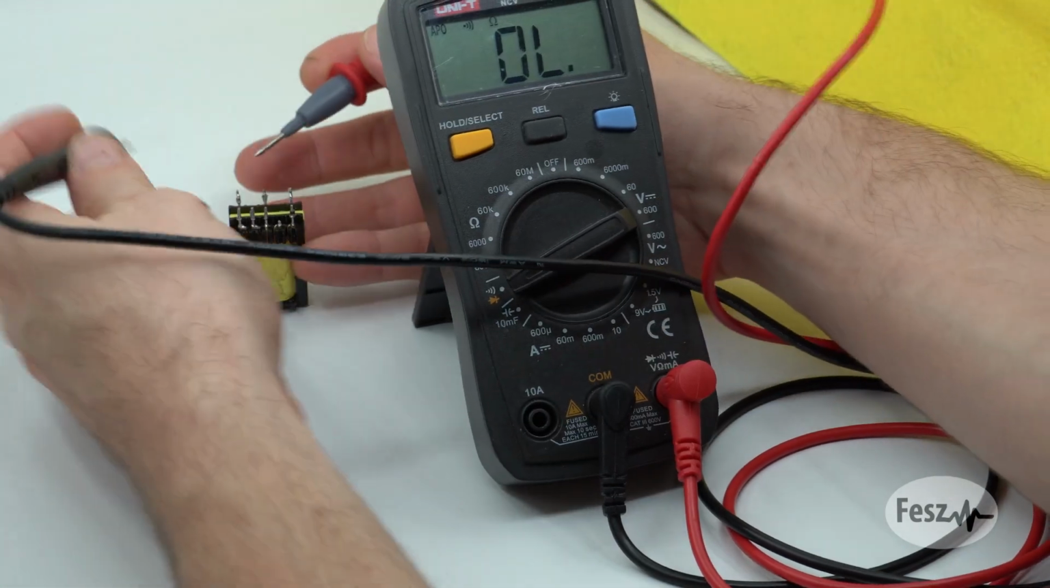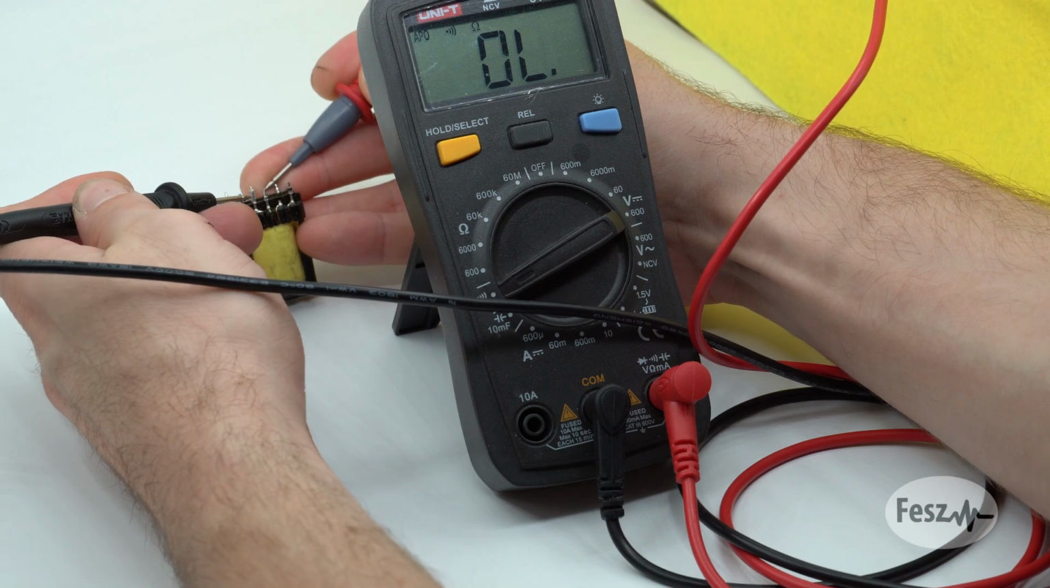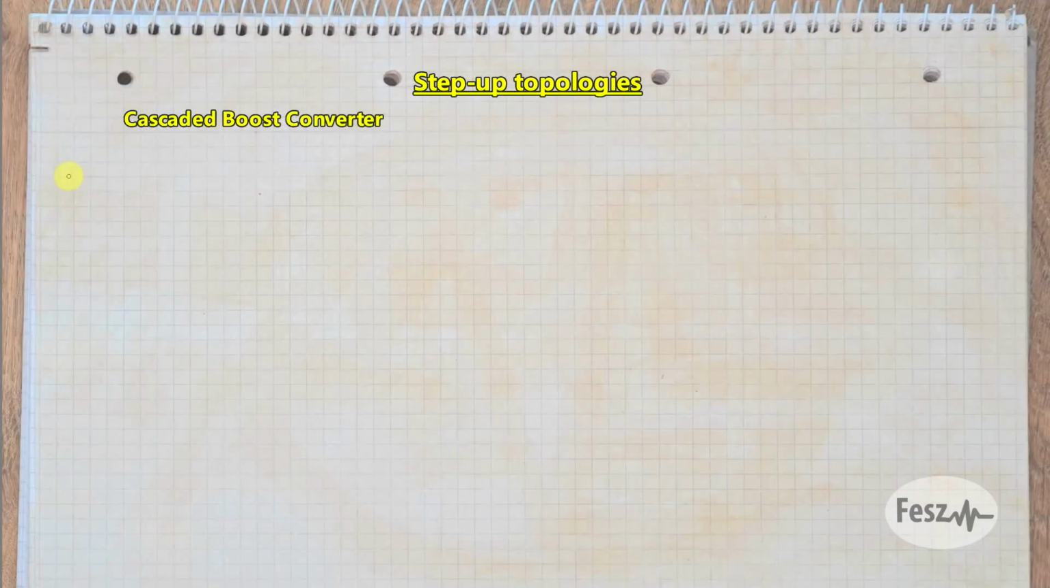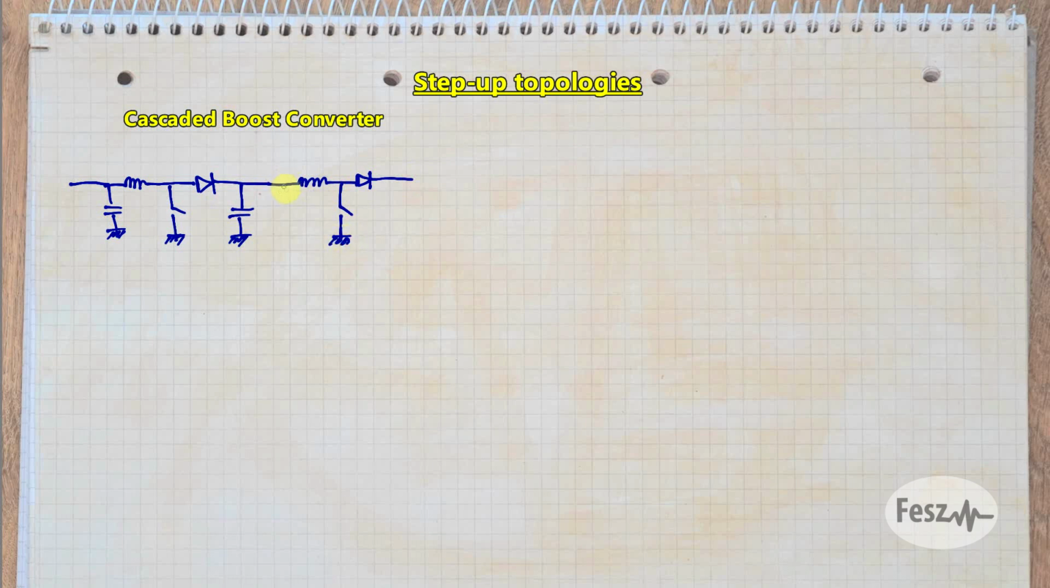And as long as you don't need its most important benefit, the galvanic isolation, you should be able to make a cheaper design without it. So there are two topologies I want to highlight today. First is the cascaded boost converter. In short, this is a series of boost converters interconnected one after the other.